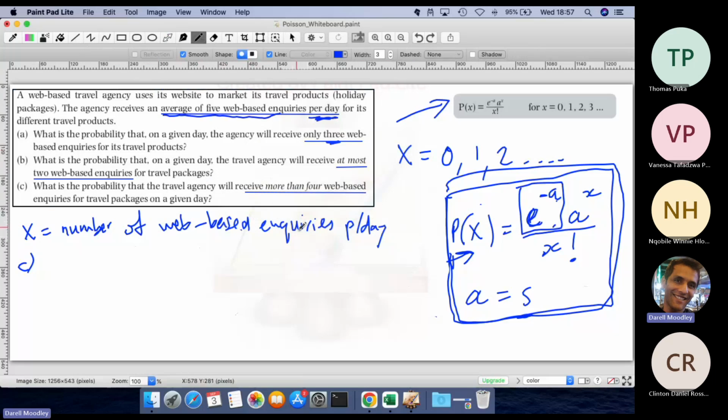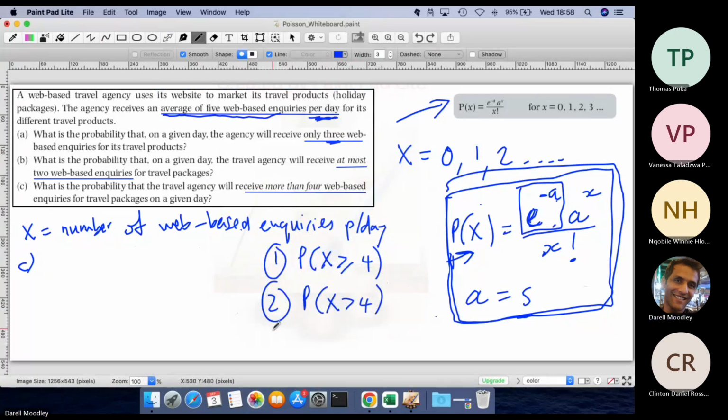Mathematically, if I had to express question C, which of these options would you select? I'm going to write 3 options, and you need to tell me in the chat which one you would select. Would I select option 1, probability X greater than or equal to 4? Option 2, probability X greater than 4? Or option 3, probability X less than 4? Which one do you choose? Option 1, 2, or 3?